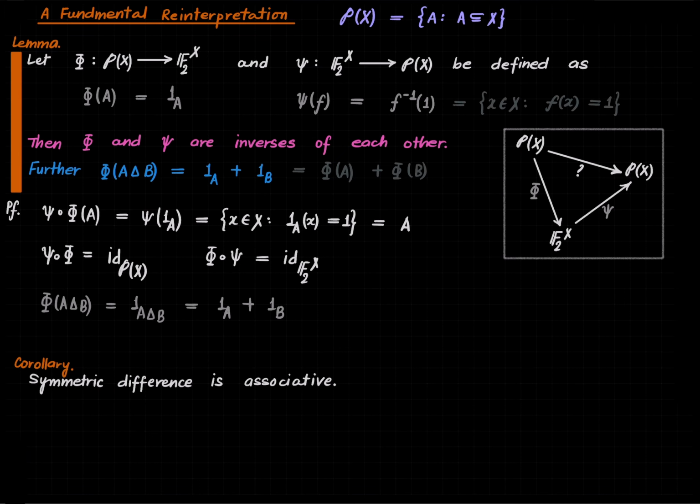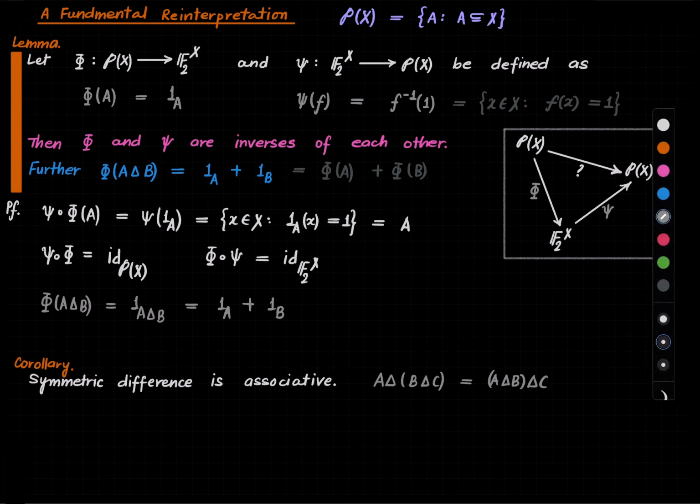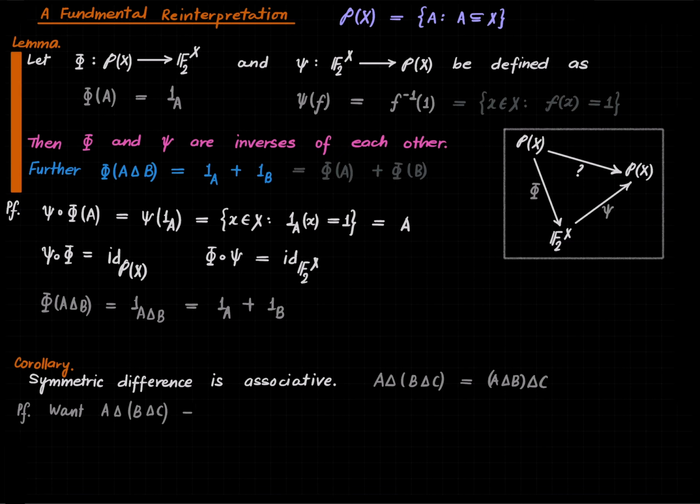Meaning what? Meaning this. So why is that? Well, so here is the proof. We have a symmetric difference. So we want to show this, where A, B, C are arbitrary subsets of X. We want to show this, but this is equivalent to, or enough to show, that if you apply phi to them, you get the same thing.